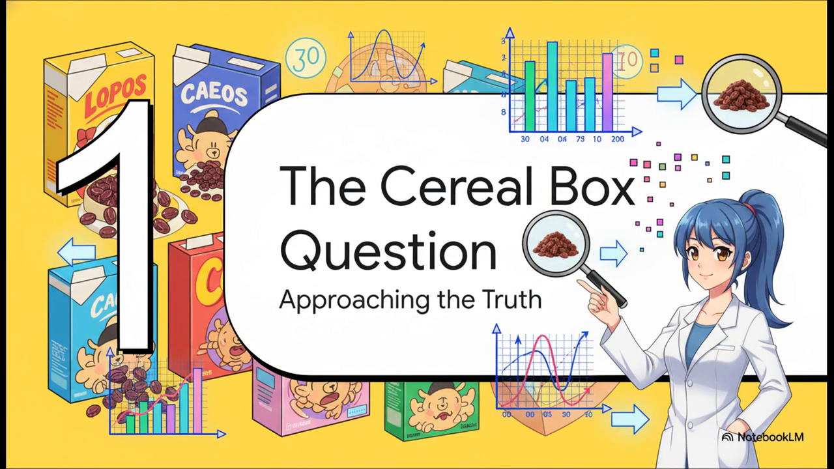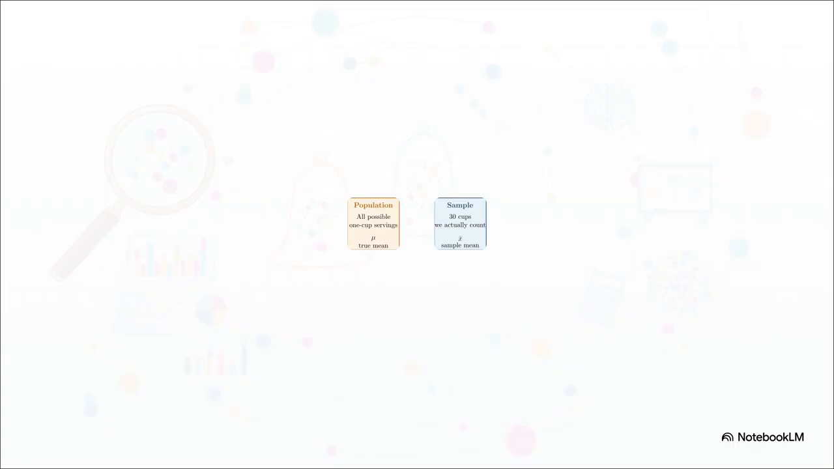Okay, part 1. The cereal box question, approaching the truth. So when we ask about the typical number of raisins, that word typical is a massive clue that we need statistics. And this brilliantly illustrates our ultimate goal. What you see on the left is the population, which is all possible 1-cup servings from that entire cereal box. That holds our true mean, the universal truth, which we represent by the Greek letter mu.